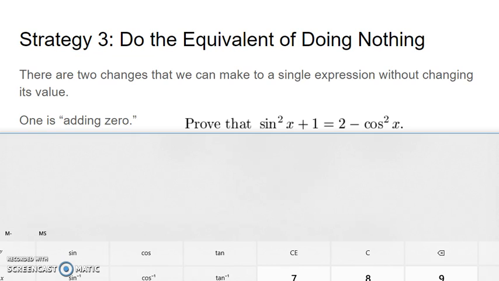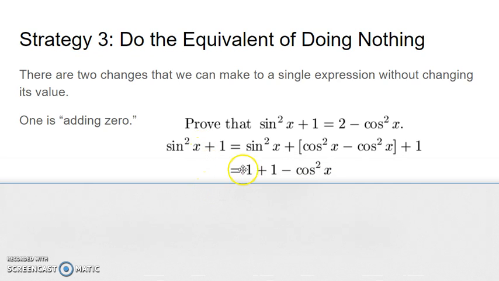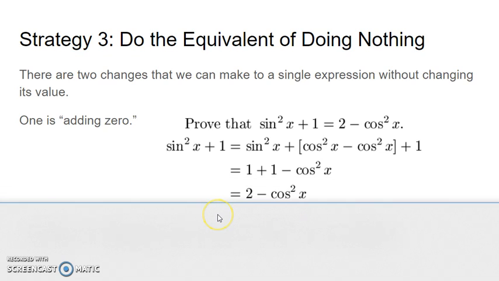One is by adding 0. So for instance, let's say I had sine squared x plus 1 equaling 2 minus cosine squared x. There's a few ways to do this, but you could say sine squared x plus 1 is actually equal to sine squared x plus 0 plus 1, with the 0 being equal to cosine squared x minus cosine squared x. That's still 0, right? I've not changed the value of this left-hand side. But in having done that, I've got now sine squared plus cosine squared, which is 1. I've got this 1, and I'm left with negative cosine squared x, which is the right-hand side. That's pretty exciting.